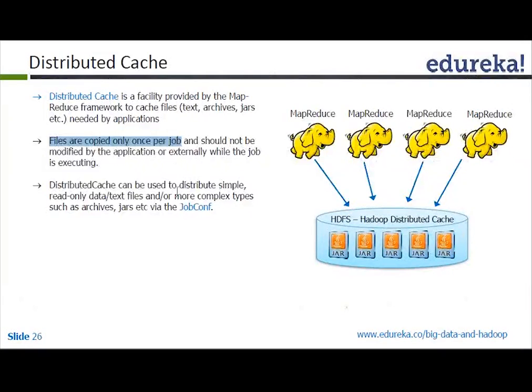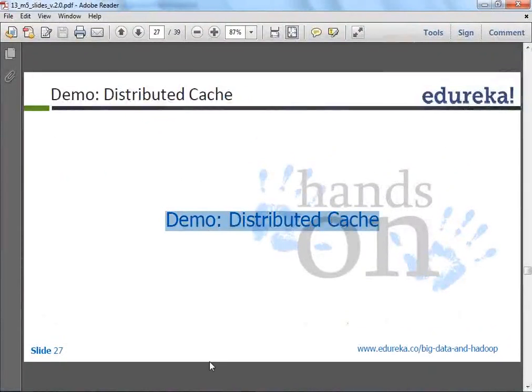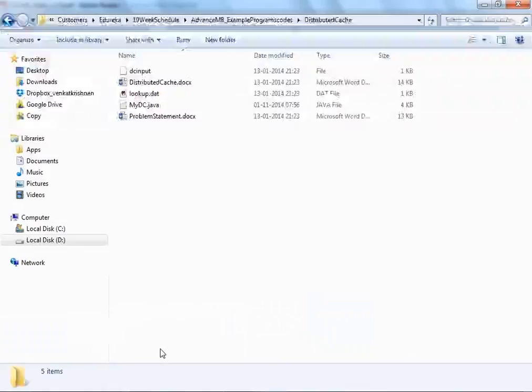Files are copied once per job, and ideally should not be modified by the application or externally when the job is executing, because a cache of that is what will be used in the map function or reduce function. Cache can be used to distribute simple read-only files, text files, or even archives and jars, via the job conf or the job class. Both of them can be used. Let's go ahead and see an example of our distributed cache demo.